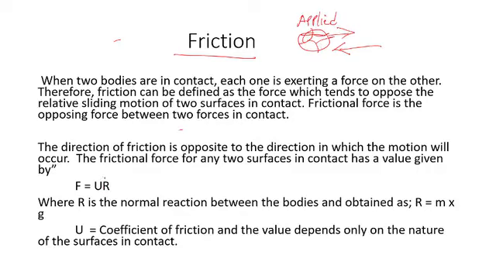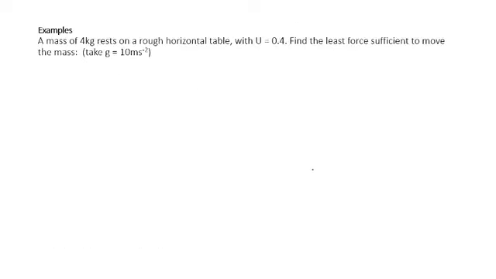When you talk about frictional force, it is directly proportional to the reaction R, where R is the normal reaction between the bodies, obtained as R equals mass times acceleration due to gravity. And U is the coefficient of friction, and its value depends only on the nature of the surface in contact. So if the surface has a zero coefficient of friction, then the frictional force at that point is zero.